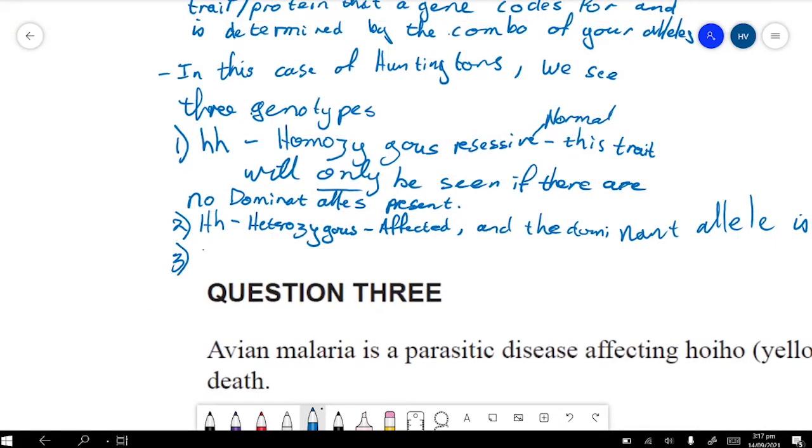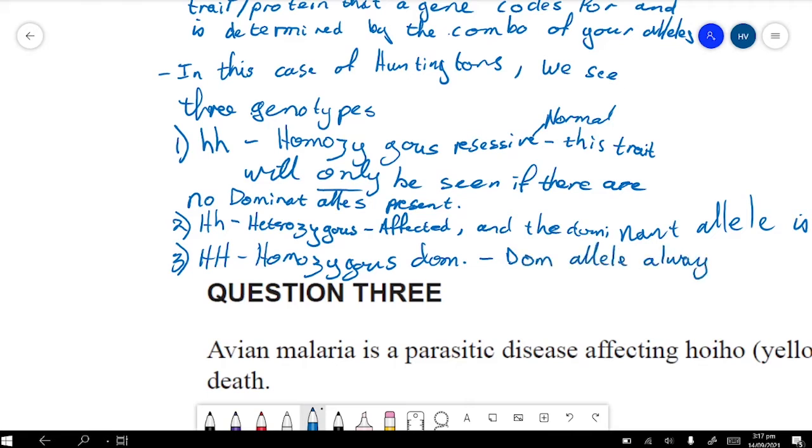And then lastly, homozygous dominant. Homozygous dominant means the dominant allele is always expressed when present, and in this case it is homozygous.